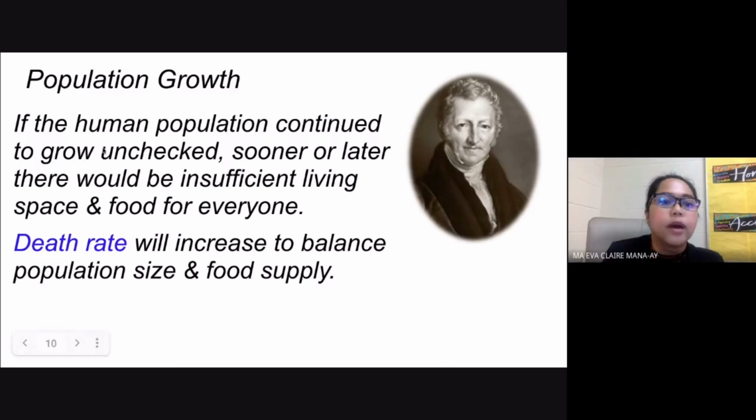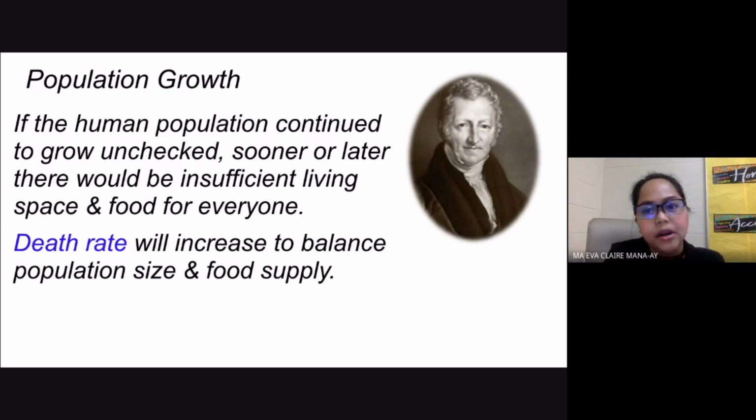So again, he states here, if the human population continued to grow unchecked, sooner or later there would be insufficient living space and food for everyone. It becomes very populated, and soon enough, not all of us will be able to eat. We will not have enough water supply. We are not going to have enough space for our houses. We are not going to have enough food supply. And so for him, people dying is a good thing. It balances population size and food supply.